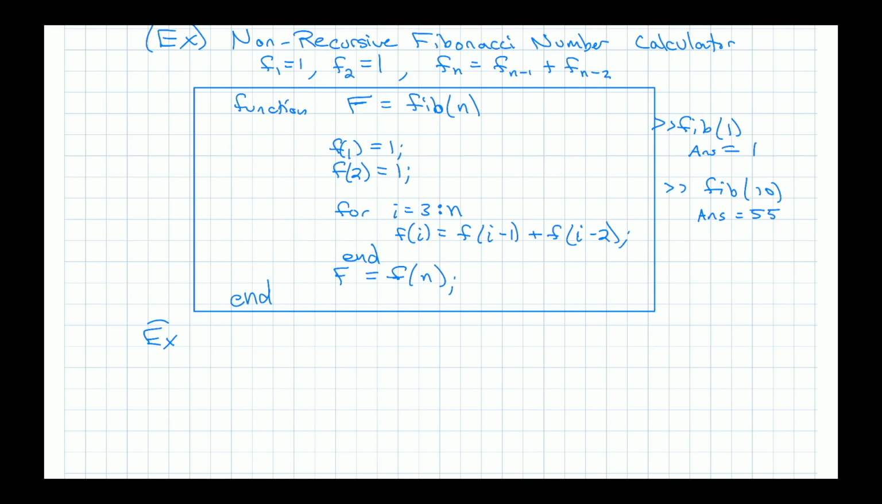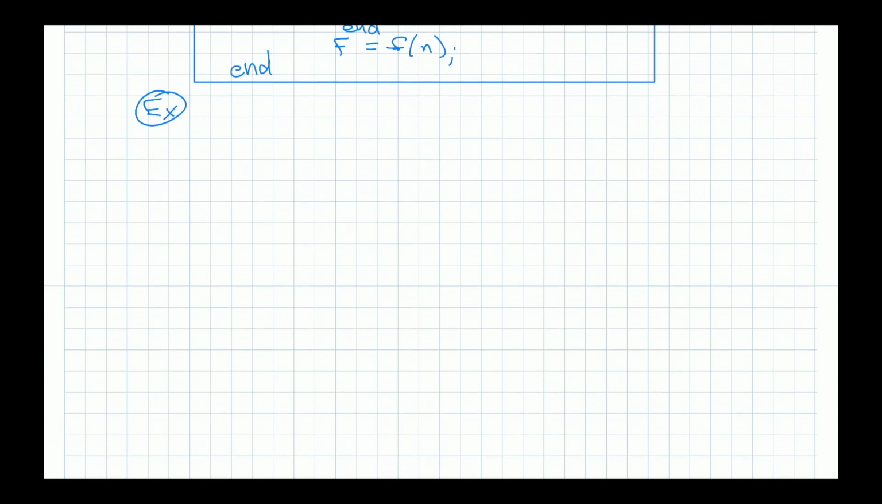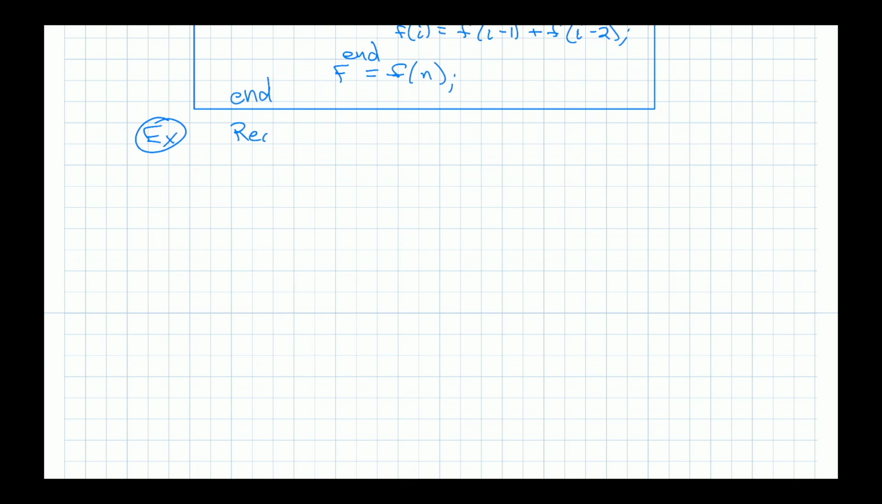But we can do it with a function that refers to itself. If you take a look at this definition right here, you can see that calculating a Fibonacci number just requires you to know 2 other Fibonacci numbers. So you can write a recursive Fibonacci number calculator like this. So how would it look? Well, we can say function, let's say capital F again, why not, equals rfib, so recursive fib, rfib n.